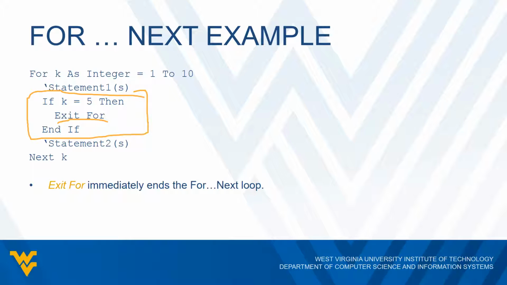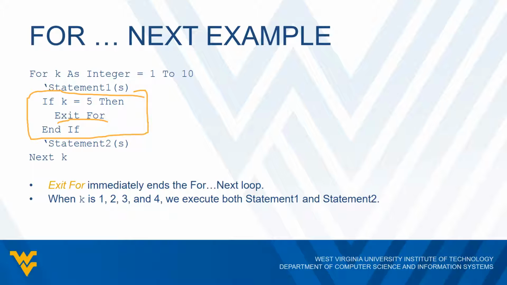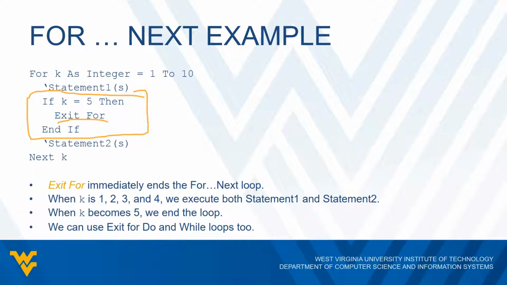So in this particular example, we would see that whenever k is 1, 2, 3, and 4, we're going to execute the entire thing. We'll execute all the statements in the statement 1 section. We'll execute all the statements in the statement 2 section. That's fine. But when k becomes 5, we're going to end the loop right away. We're not going to worry about when k is 6, 7, 8, 9, or 10. We just skip all of that whenever k is 5. And we can use the exit statement for do and while loops as well. We can use exit do and exit while to break out of those repetition statements.